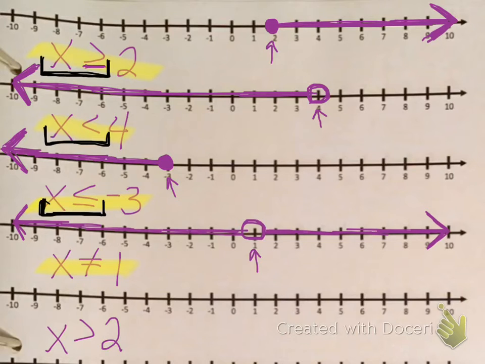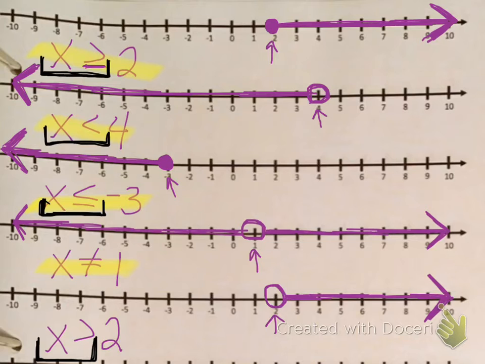All right, the last one says x greater than 2. So our starting point is at 2. It just says greater than. There's no equal to bar. So that means it's an open dot. 2 is not part of the solution. We just want the numbers that are greater than 2. Well, greater than 2 is towards the right. All of these numbers and beyond are greater than 2.